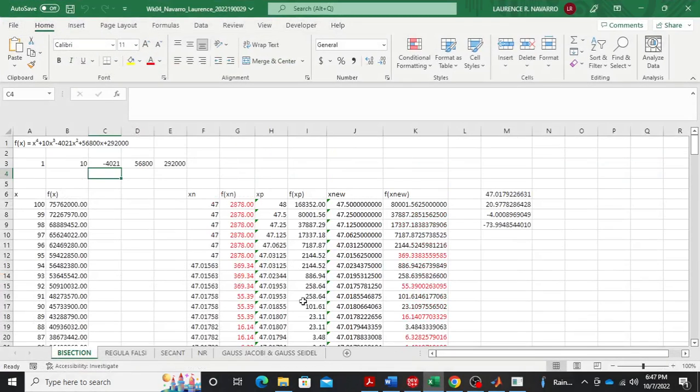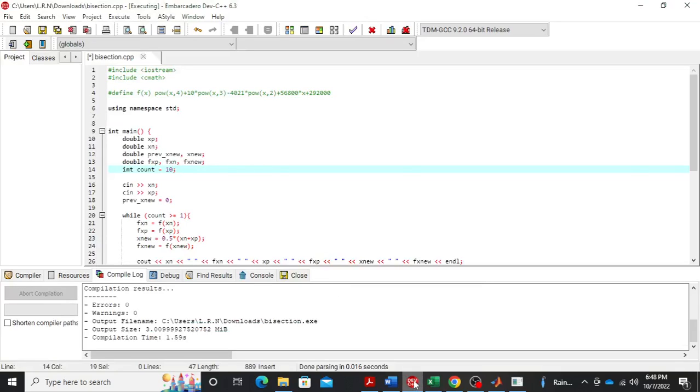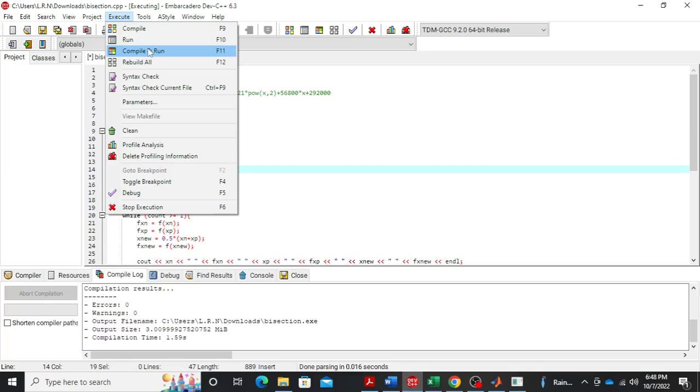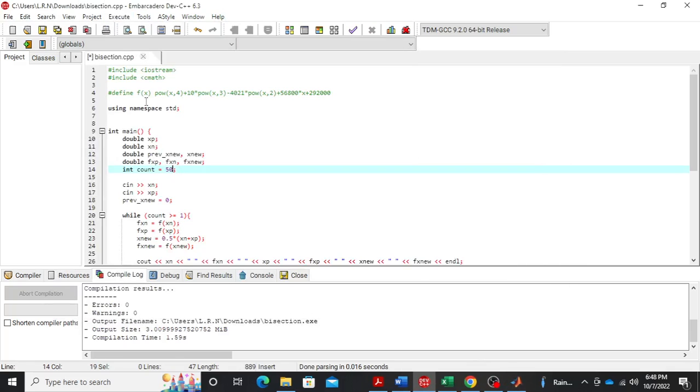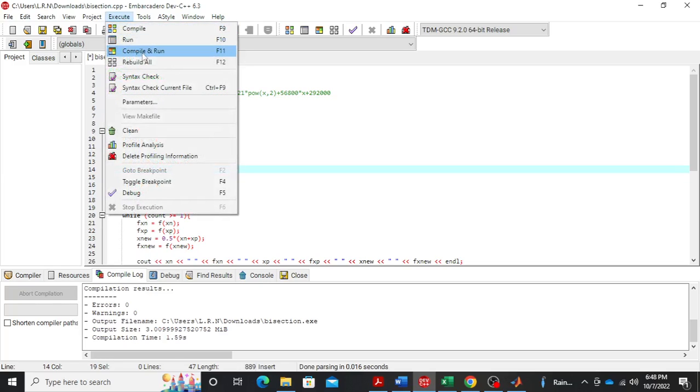In this Excel worksheet, here are the roots that we obtained. First we will use values of 47 and 48 for xn and xp respectively. But first, we will change the number of iterations to approximately 50. You must compile before executing, because if you run it without compiling, it will recognize the previous problem that we solved and therefore give wrong results. So compile and run.